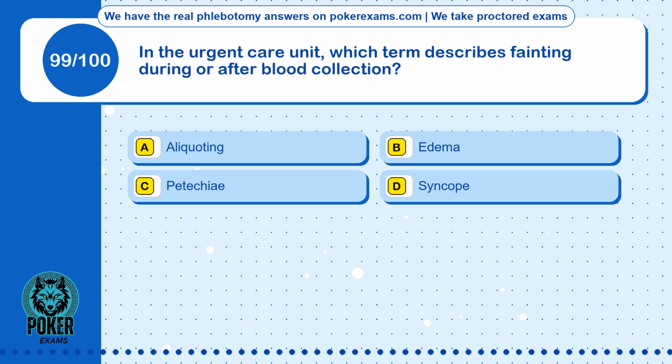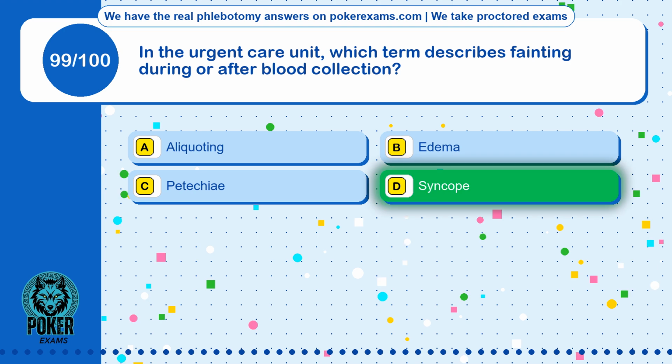Question 99. In the urgent care unit, which term describes fainting during or after blood collection? Option A, aliquoting. Option B, edema. Option C, petechiae. Option D, syncope.